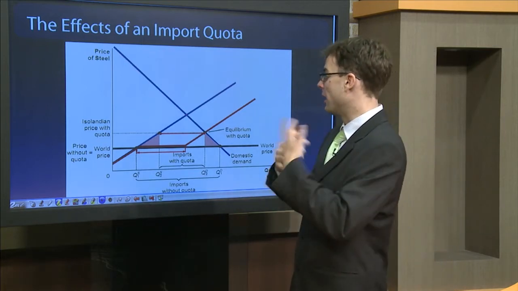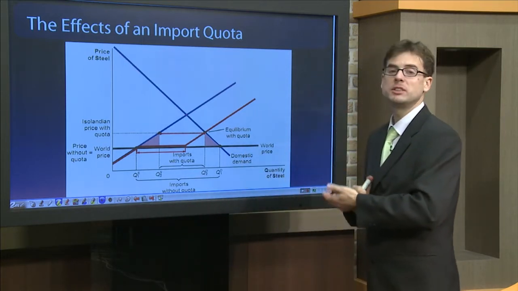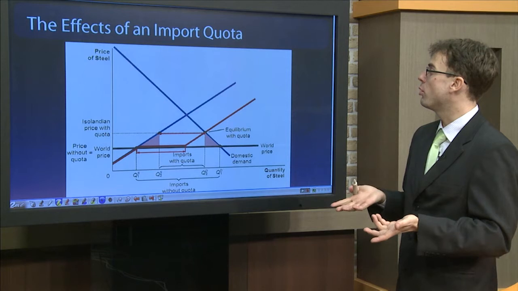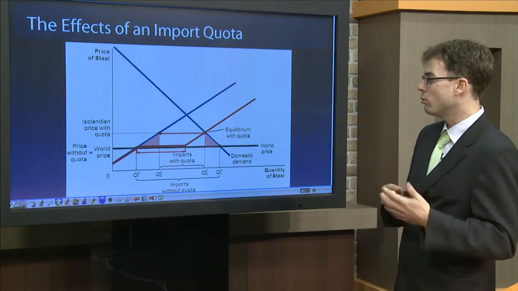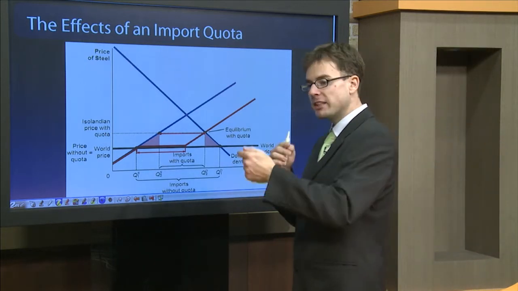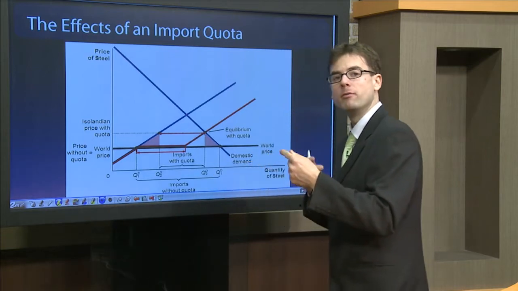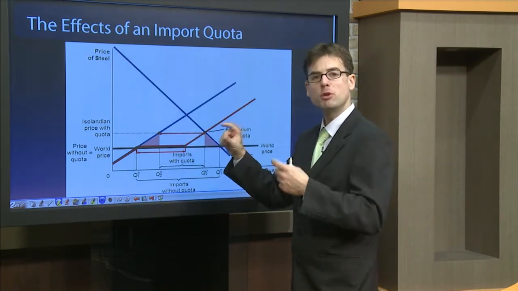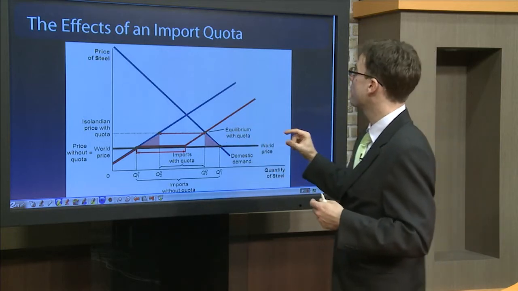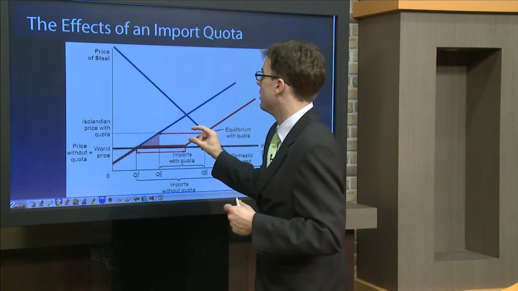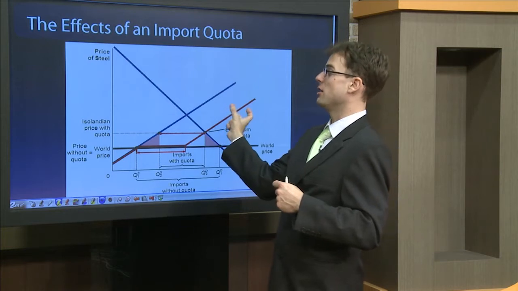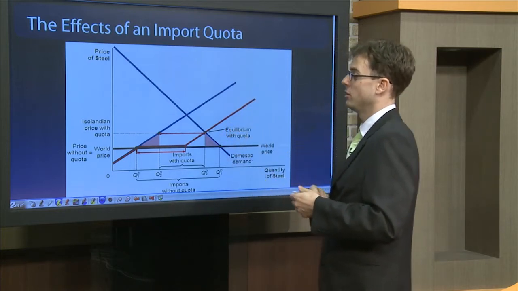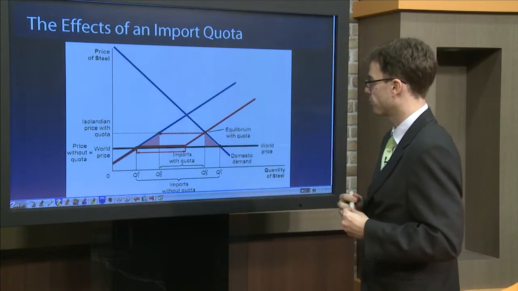Okay? Alternatively, instead of imposing a tariff, the government could impose a quota. A quota is the maximum allowed level of imports. So instead of regulating prices using market-based regulation, the government dictates the maximum amount of imports.